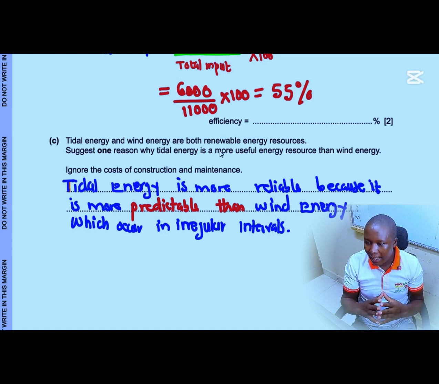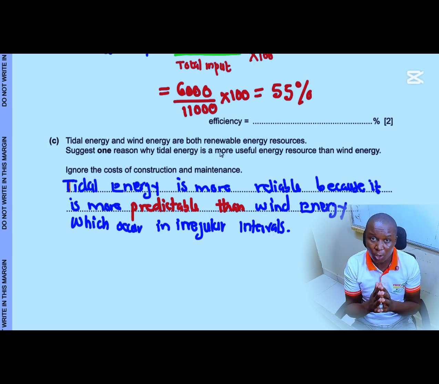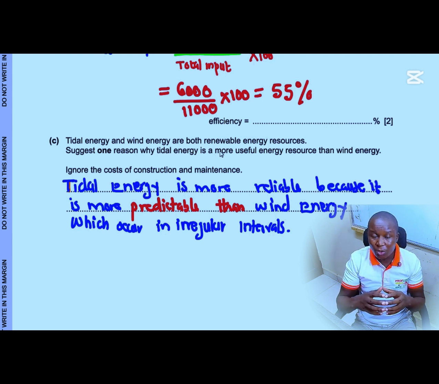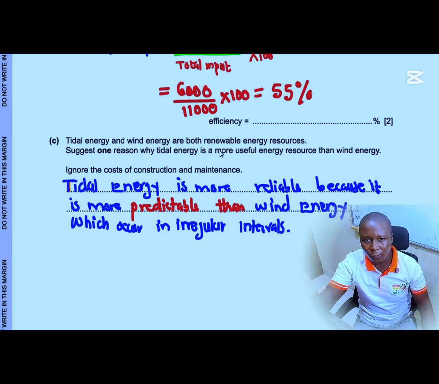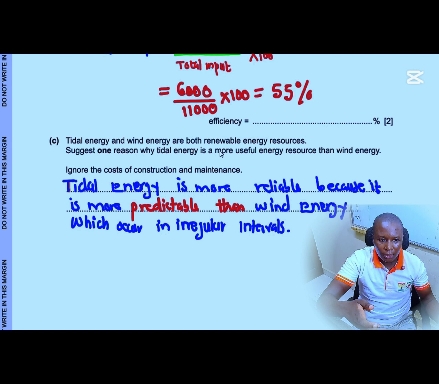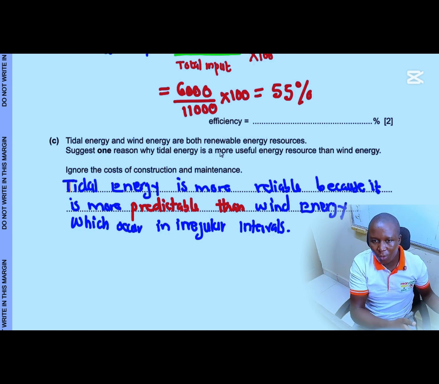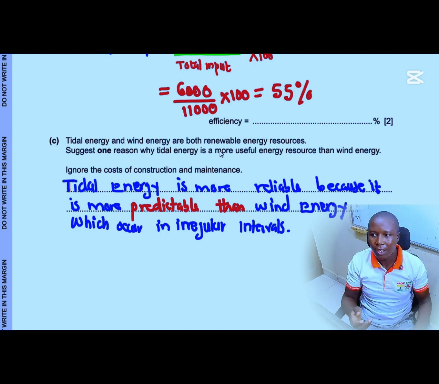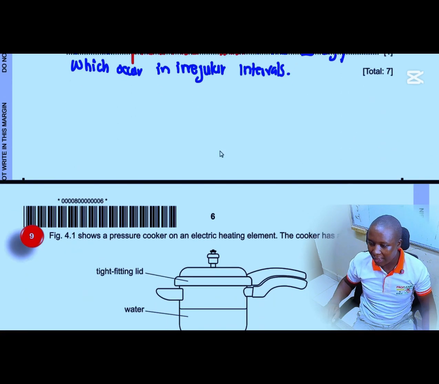So suggest one reason why tidal energy is more useful than wind energy. Remember, wind energy is not reliable because it's quite unpredictable. You cannot have a continuous flow of energy, because wind can sometimes flow at a very high speed, and after a few seconds it disappears. But tides are kind of predictable. So you're going to base your answer on that.